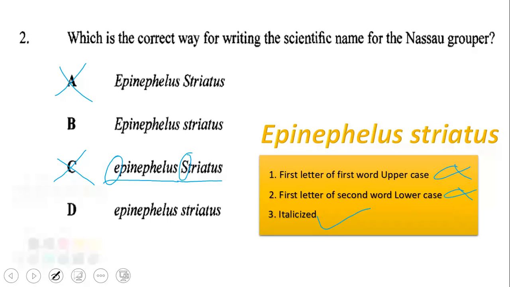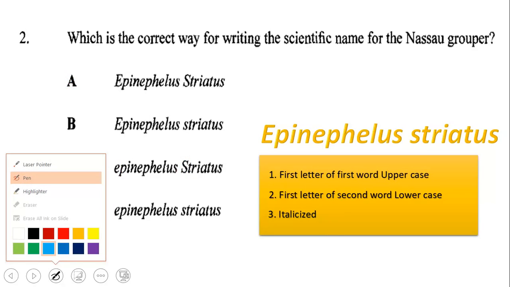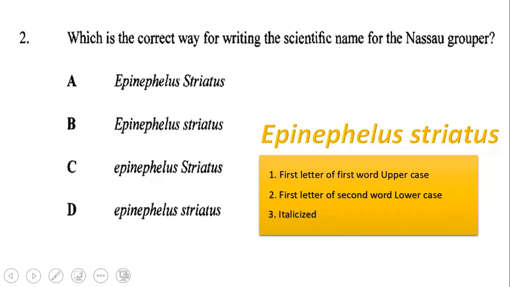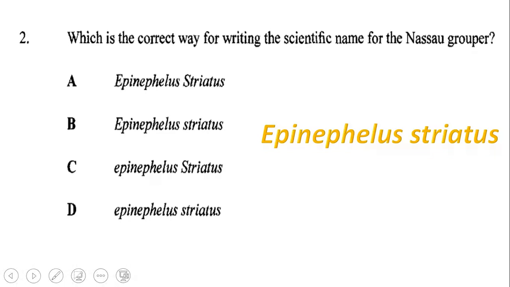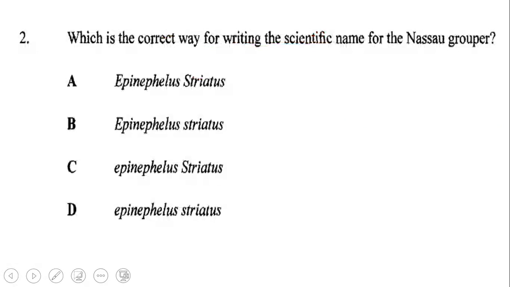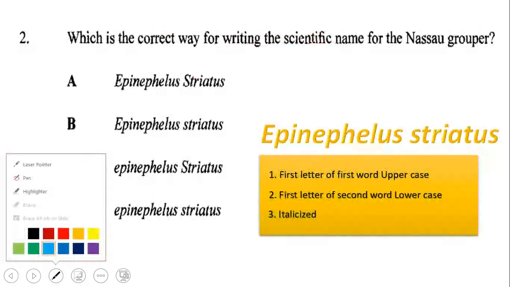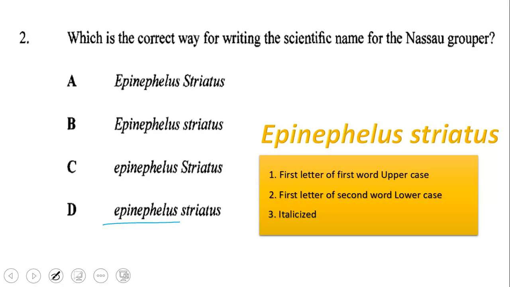Let's consider D. Okay, so let's consider the first word of D. What is the first letter of the first word of D? It's E. Now, is E in D uppercase? No, E is lowercase. So therefore, this criteria is not satisfied.